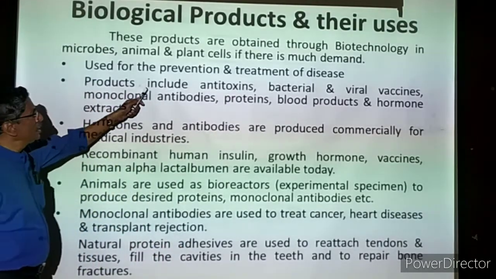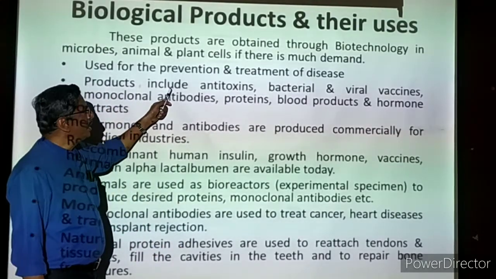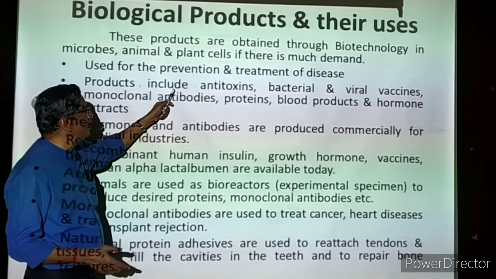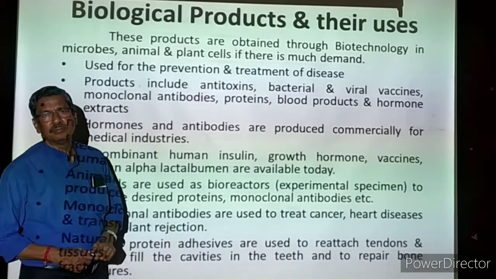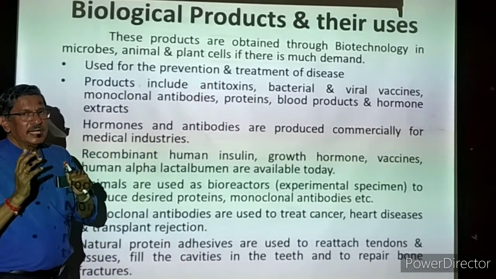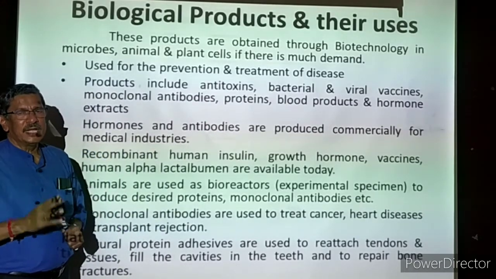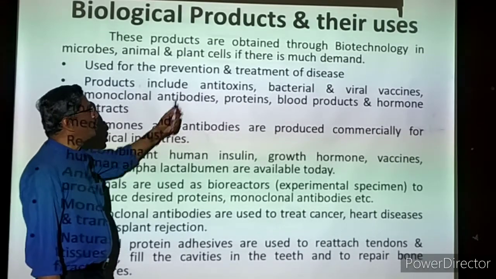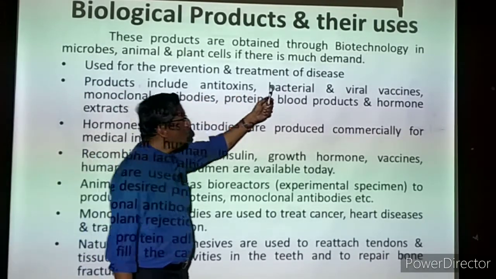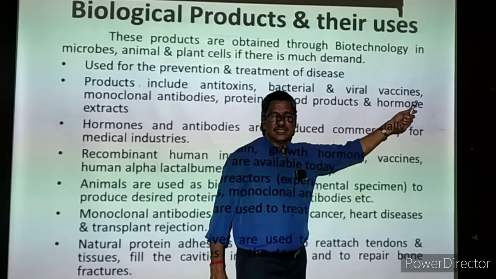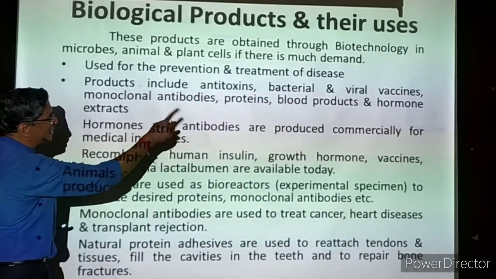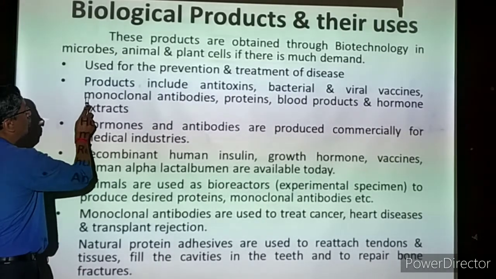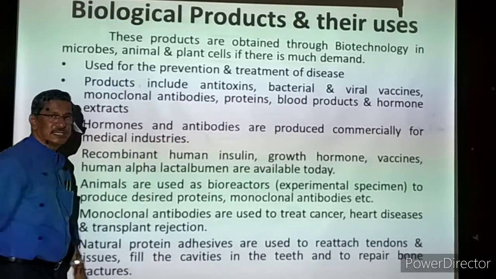What are the products we are getting from various microorganisms, animals and so on by biotechnology? First one is antitoxin. Antitoxin means the chemical which neutralizes the poison produced by the microorganism. Then bacterial and viral vaccines. They are all products. Just now I told you vaccines are produced, bacterial vaccines and viral vaccines. Then monoclonal antibodies.